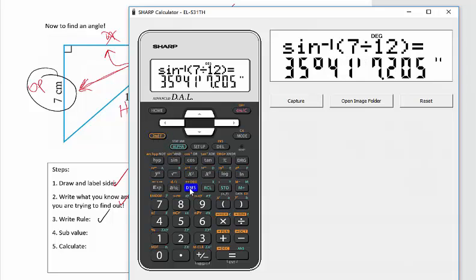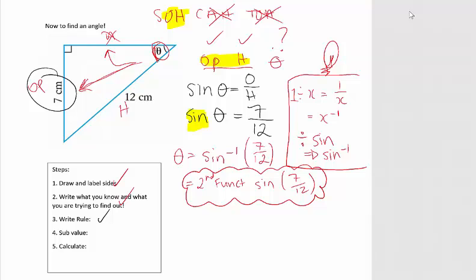I always get this wrong first, but not this time. 35 degrees and 41 minutes. So we better write that down. Theta is about 35 degrees 41 minutes.